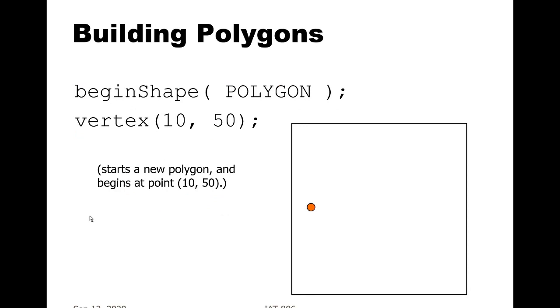Okay, so let's show what that looks like step by step in the slides, and then we'll go to the Processing window and show a piece of code that does exactly this. First we do beginShape with the argument POLYGON, and then vertex(10, 50). We're using a blown up version of the standard window, which is 100 pixels across by 100 pixels down. That places a vertex at x equals 10, y equals 50, which is about halfway down the standard 100 by 100 window.